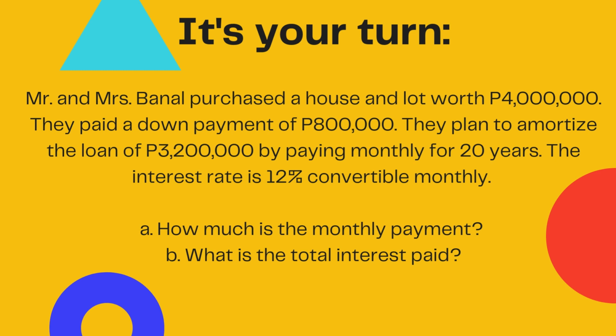So, they plan to amortize the loan of 3,200,000 by paying monthly for 20 years. So the interest rate is 12% convertible monthly. So you are going to solve for A, the monthly payment. So pila ang monthly payment nila, ani? And next, letter B, pila ang total interest nga ilahang bayaran.